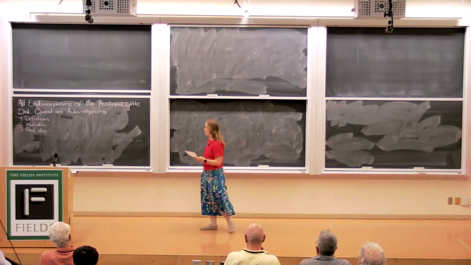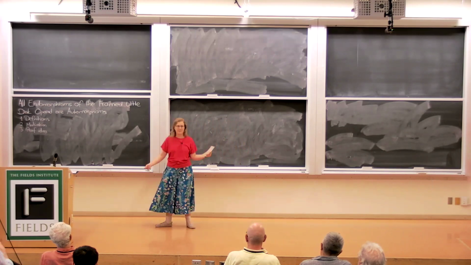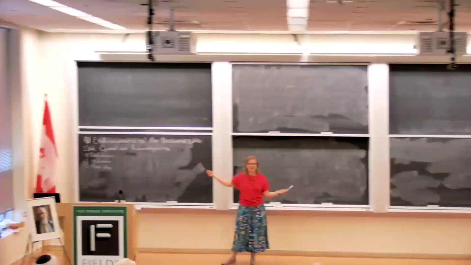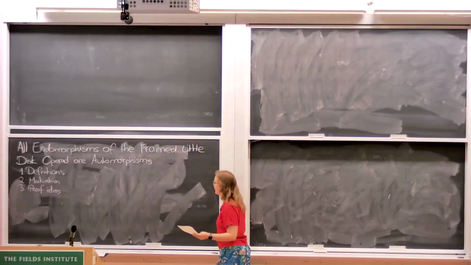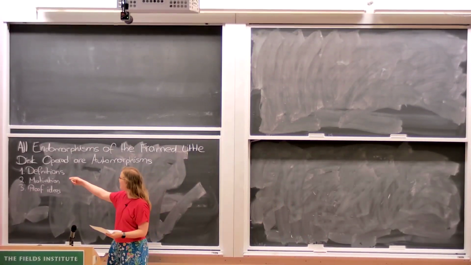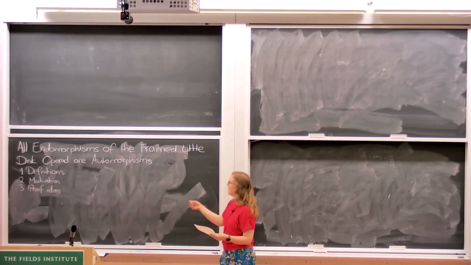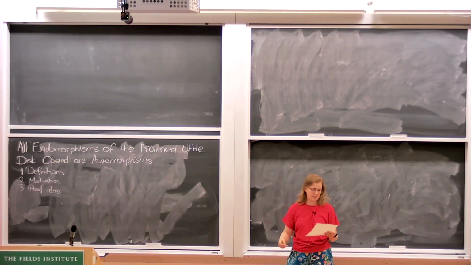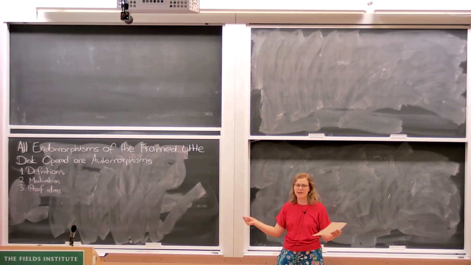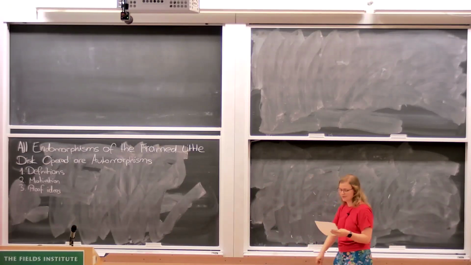Okay, so I'll title my talk now, All Endomorphisms of the Framed Little Disk Operad are Automorphisms. That's the result. So yeah, that's it. So first I'm going to give some definitions, then I'm going to give a bit of motivation and talk about some older results. Older is like 3-4 years older. And then I'm going to give some proof ideas for that result.